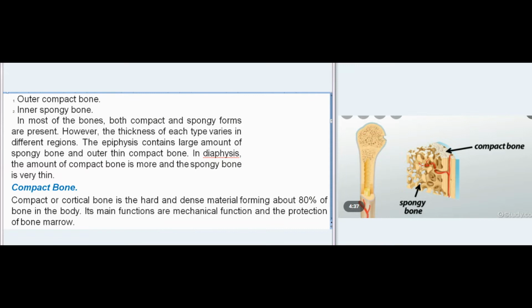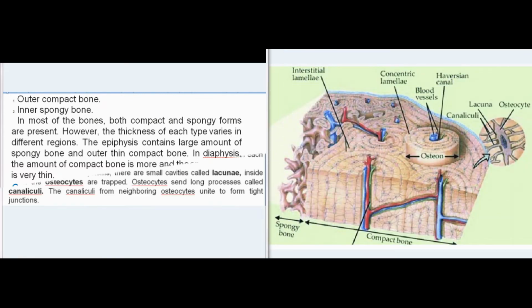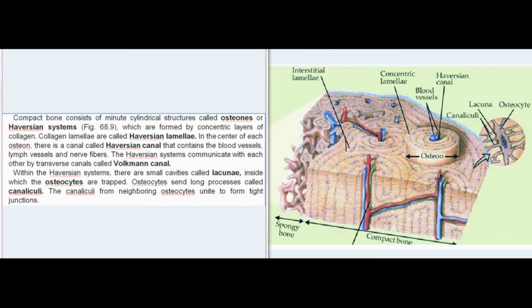Compact bone. Compact or cortical bone is the hard and dense material forming about 80% of bone in the body. Its main functions are mechanical function and the protection of bone marrow. Compact bone consists of minute cylindrical structures called osteons or Haversian systems, Fig 68.9, which are formed by concentric layers of collagen. Collagen lamellae are called Haversian lamellae. In the center of each osteon, there is a canal called Haversian canal that contains the blood vessels, lymph vessels, and nerve fibers. The Haversian systems communicate with each other by transverse canals called Volkmann canals.